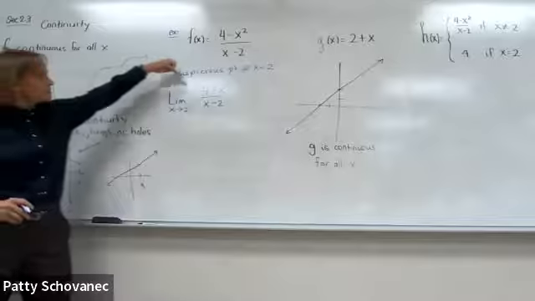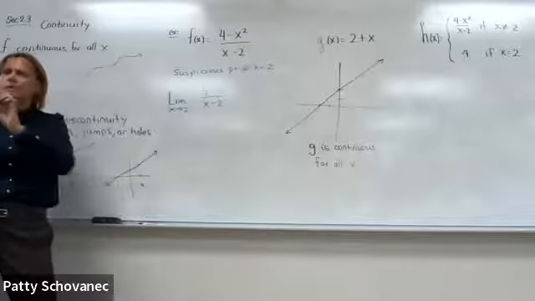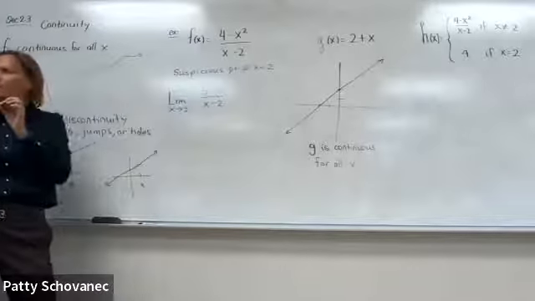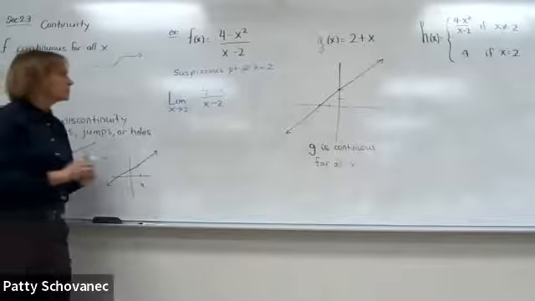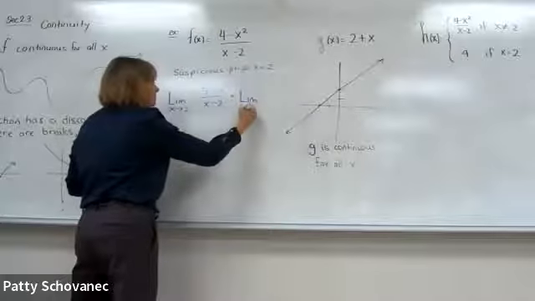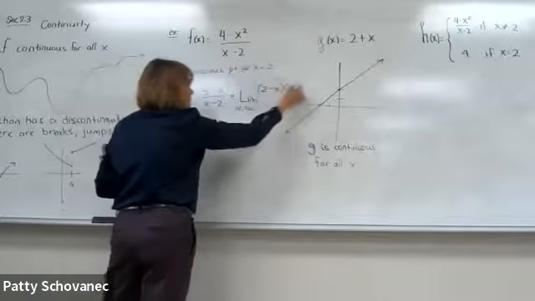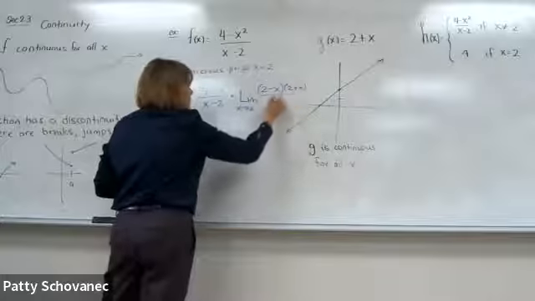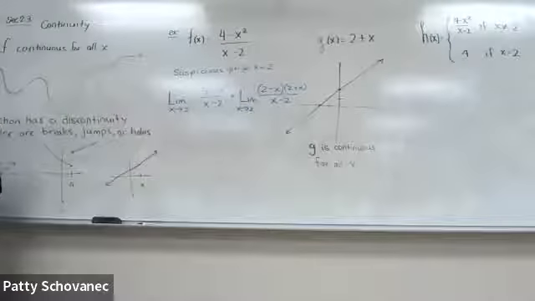That's going to factor as the difference of squares. A squared minus b squared factors as a minus b times a plus b. So that's going to factor as 2 minus x times 2 plus x. So I found my common factor. There's a common factor of x minus 2.